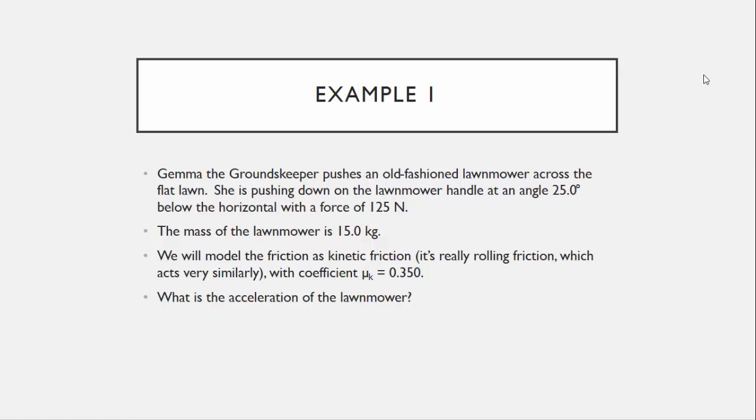In order to push it, she's pushing down on the lawnmower and sideways at the same time, so that the force is going at an angle of 25 degrees below the horizontal. She's pushing with 125 newtons. The mass of the lawnmower is 15.0 kilograms, and there's friction between the lawnmower and the ground. Now, really it ought to be rolling friction, but we didn't really treat rolling friction. It works with the same type of equation as kinetic friction. We're just going to call it kinetic friction, and we'll have the coefficient is 0.350. And our goal is to find the acceleration of the lawnmower.